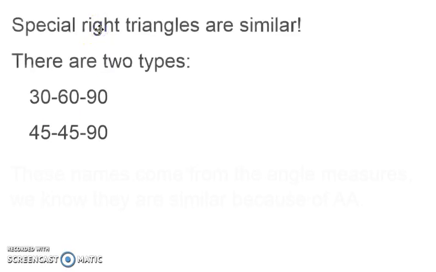Okay, so now we're going to get into it. Special right triangles are similar. We just finished our unit on similarity, and similarity is really what trig is based on. Special triangles are going to lead us into trigonometry. There are two different types that we commonly use. One is referred to as 30, 60, 90, and the other one is referred to as 45, 45, 90.